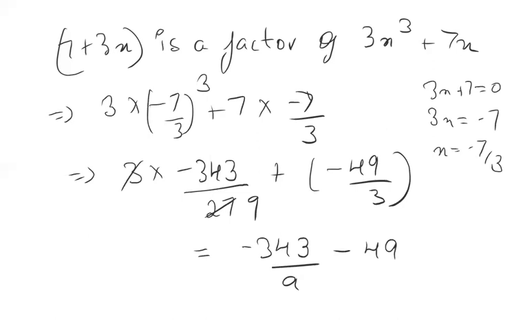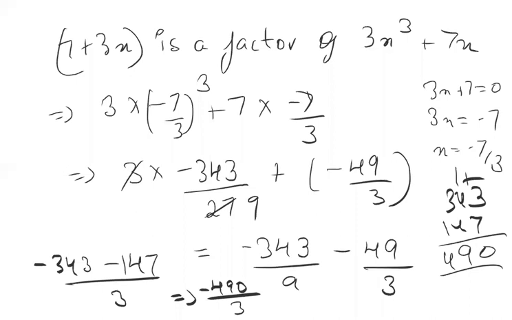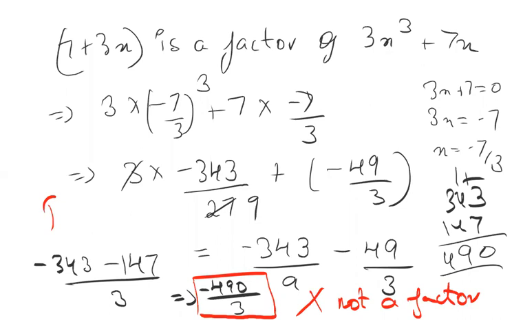So to find the LCM, I need to do 49 into 3, and then you can straight away find. All right, so when I find the LCM, I think it'll come 147. Yes, it'll come 147. 343 minus 147 by 3. And then obviously this won't come to zero, so this is not a factor, but you can still find the answer if you want. So you get minus 490 by 3. Right, this is not zero, so this is not a factor. To get a factor, you need the remainder to be equal to zero. To get a multiple, you need the remainder to be equal to zero. And use the remainder theorem to find if it's zero or not.